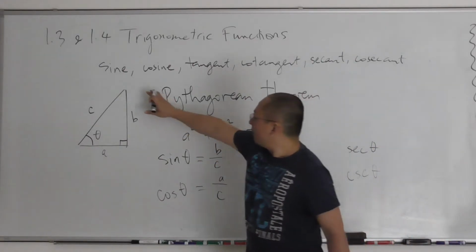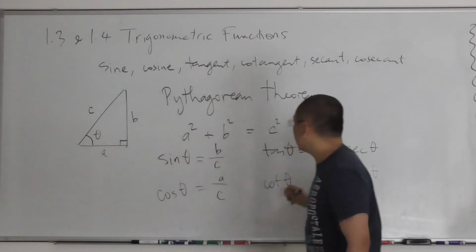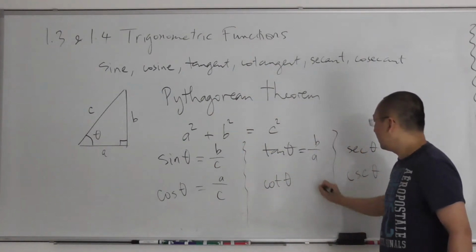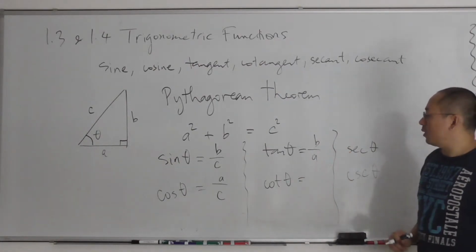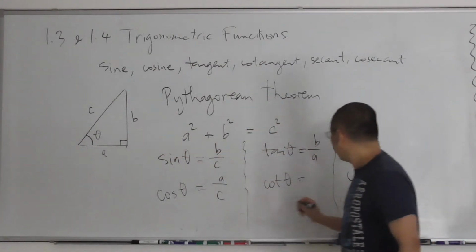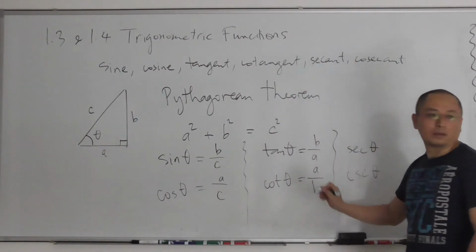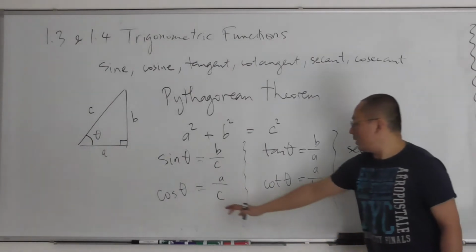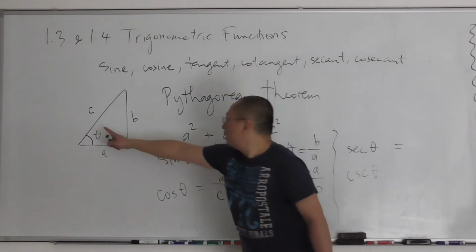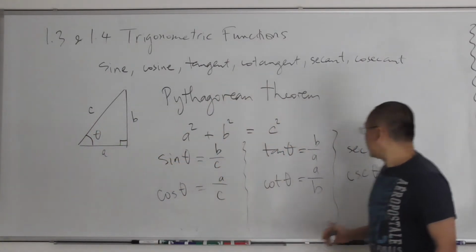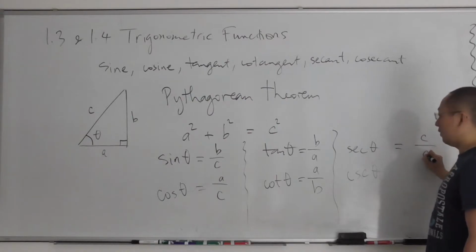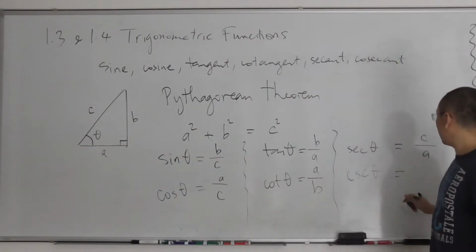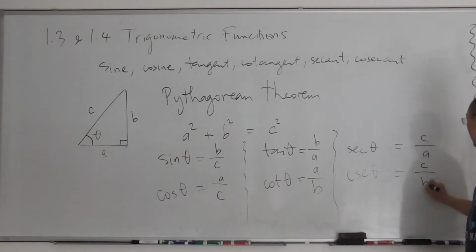Tangent theta is opposite over adjacent. It's B over A. And then cotangent theta is the reciprocal of tangent, adjacent over opposite, which is A over B. Secant is the reciprocal of cosine. It's going to be hypotenuse over adjacent, C over A. And similarly, cosecant is the reciprocal of sine. It's going to be hypotenuse over opposite, or C over B.